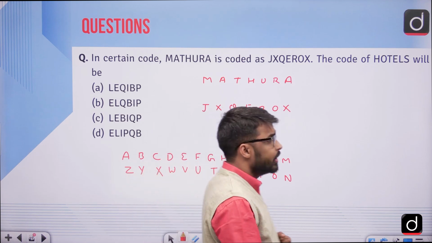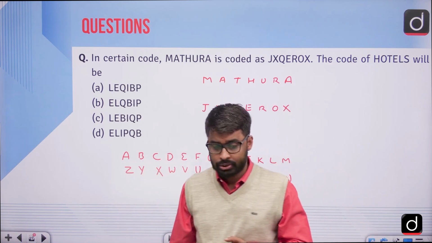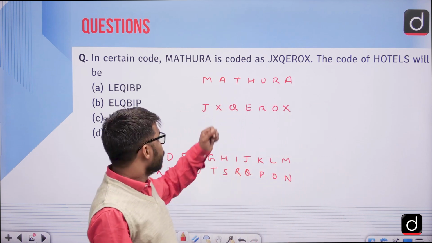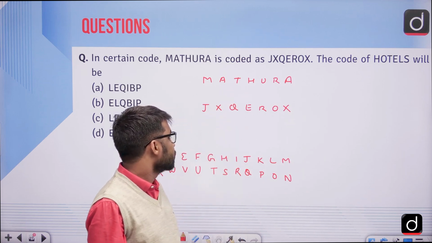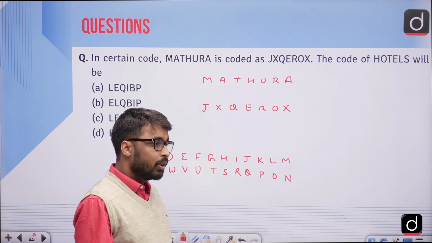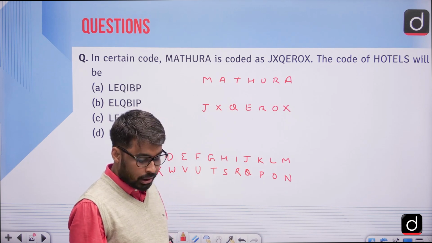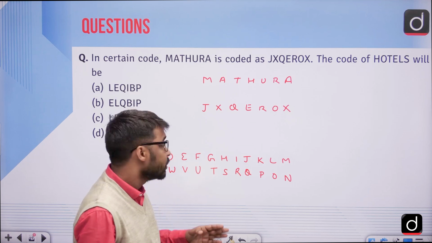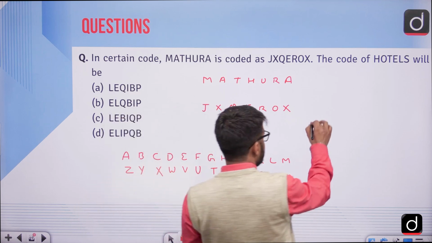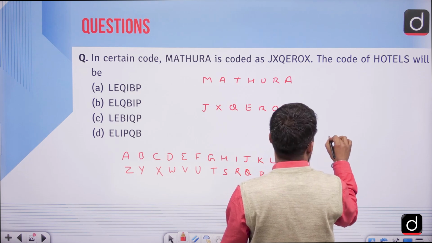Now, once you have written the letters of your code just below the letters of your word, see, in your word the number of letters was 7. In your code the number of letters is 7. That means for each letter of my word, one letter of code was given, right? So now, using the same concept, I have to find the code for hotel.